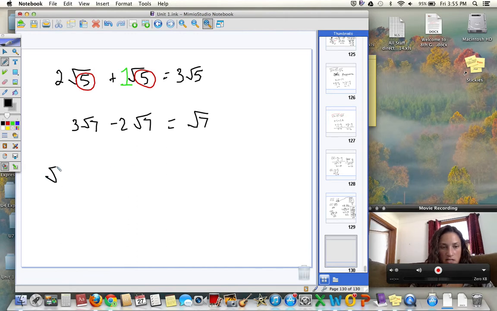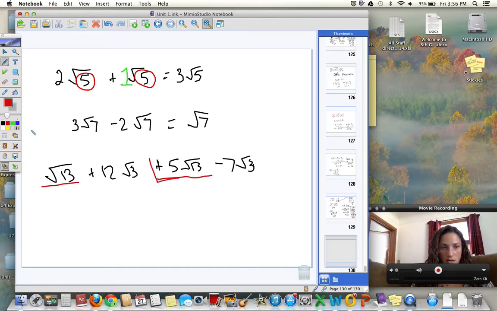So if I gave you this, oops, whoop, that's supposed to be a 3. Okay, so now I'm going to look for the things I have in common. I have a root 13 here, and I have a root 13 here. I'm going to keep that plus sign with it. So then root 13 plus 5 root 13 is going to give me 6 root 13.